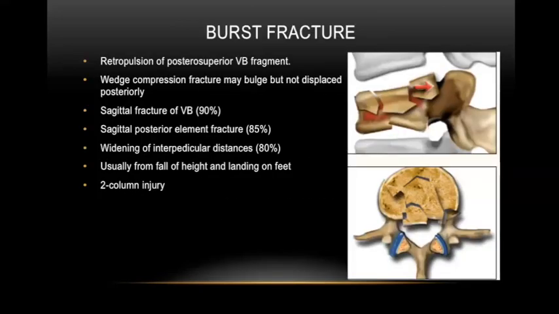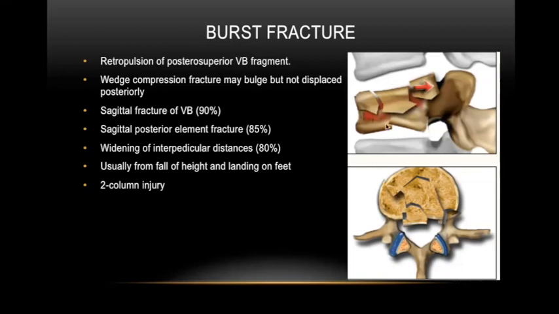Right. Then we have the burst fracture. So again, as I said, in burst fracture you have retropulsion of the posterior superior vertebral fragment into the spinal canal. So the posterior cortex is already involved, whereas a wedge compression fracture may bulge but not displace posteriorly. Yeah, so that is what differentiates it from the compression fracture.